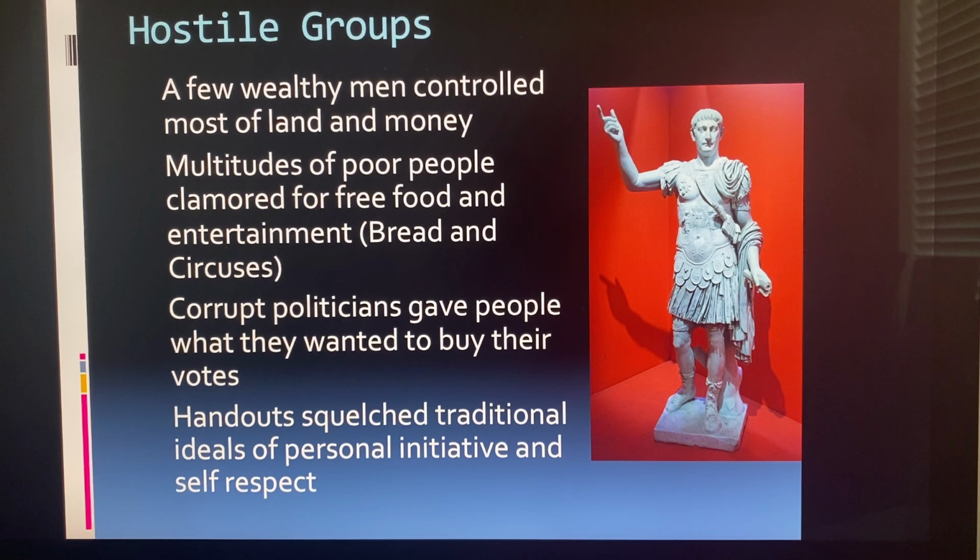So basically, these corrupt politicians decided to bring out food and give the poor food as long as they would vote for them. And handouts squelched traditional ideals of personal initiative and self-respect. Basically, they were just after the food, and they were competing to get bread, get their food, and then be entertained. And so the corrupt politicians gave the people entertainment by the circuses. What are the circuses? They were the gladiator rings.